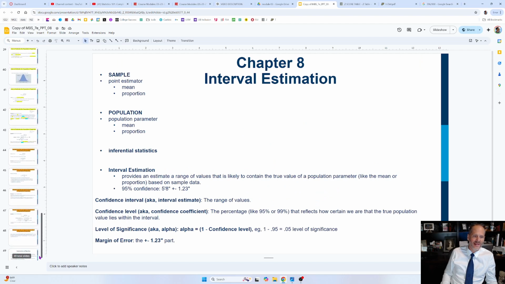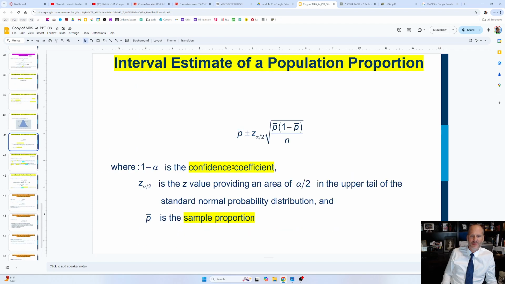I'm not sure why they included that in that slide. I think that makes that slide a little bit more confusing.